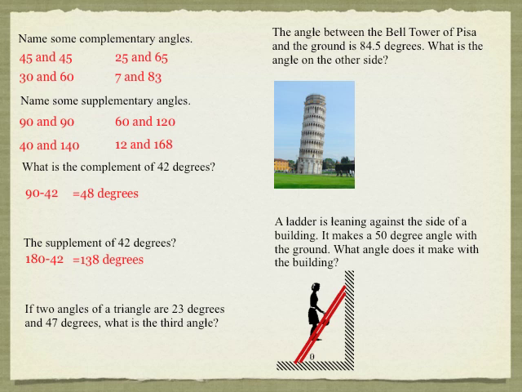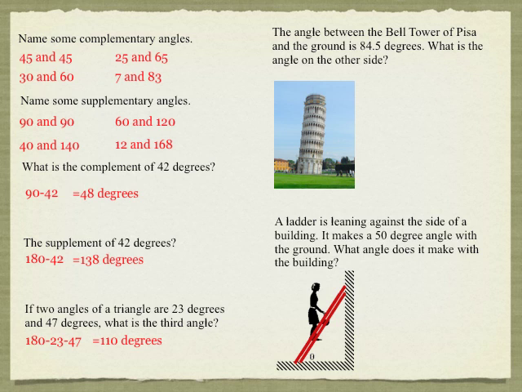Okay, if two angles of a triangle are 23 degrees and 47 degrees, what is the third angle? We know that if we have a triangle, no matter what, the angles will add to 180. So we'd have 180 minus 23 minus 47, that would give me 110 degrees.